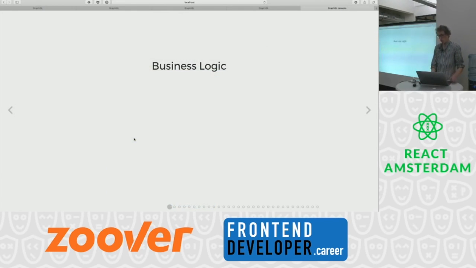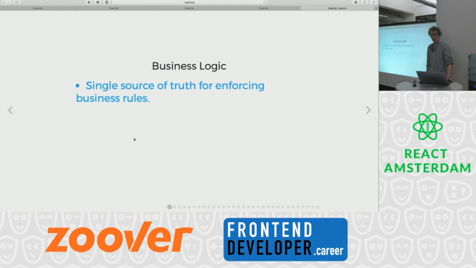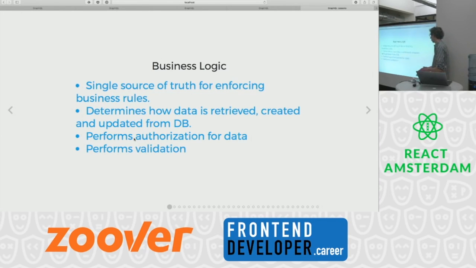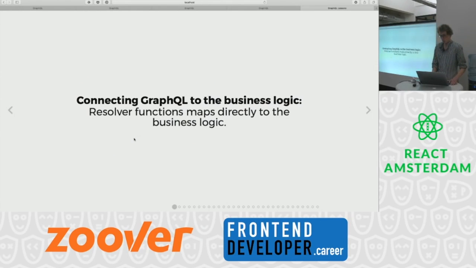But first, what is the business logic responsible for? It can be the single source of truth for enforcing some business rules. So for example, we saw the authorization step that we did. This is something that has to go inside of the business logic. It determines how data is retrieved, created, and updated from the database. So it performs authorization for the data. And it also performs some validation to make sure that any input that's provided through the API conforms to the correct business rules.